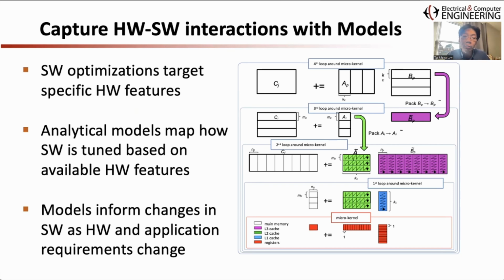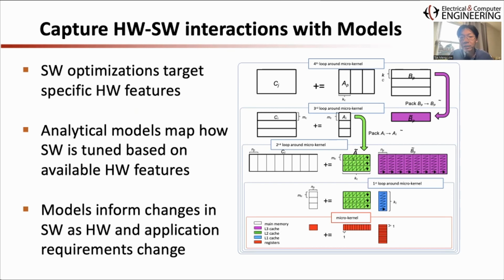What my group is trying to do is to come up with analytical models that capture the interactions between the software and the hardware, right? And as the model changes, as the hardware changes, we know that, okay, based on the model, only certain parts of the software need to be updated.